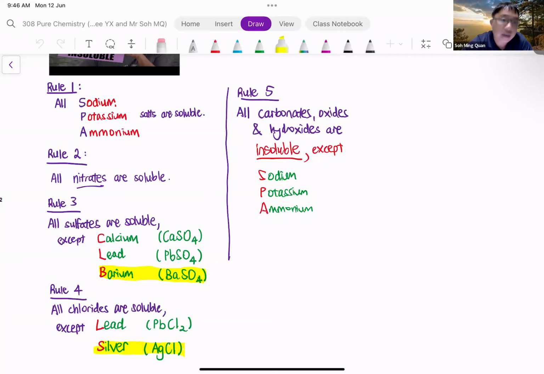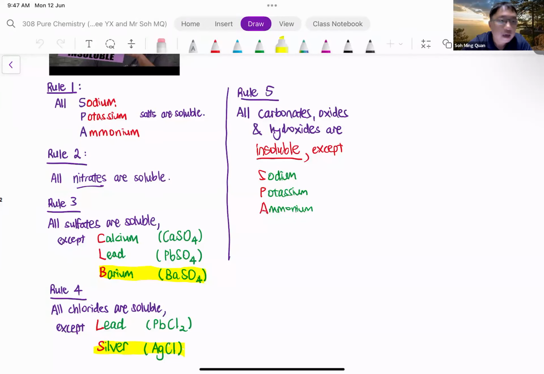Okay, now there's a disclaimer for rule number 5 though, right? The disclaimer is that actually there are more exceptions to the rule. It's just that they're not so commonly tested or discussed. Take, for example, barium hydroxide, which is actually soluble in water. The metals at the bottom of group 2 tend to form soluble hydroxides. But because that is not so commonly discussed, we generally summarize rule number 5 as such: all carbonates, oxides, and hydroxides are insoluble except for the ones that are SPA, sodium, potassium, ammonium.